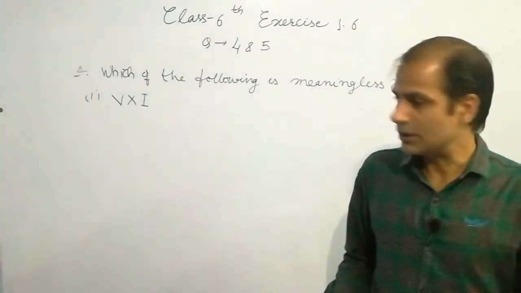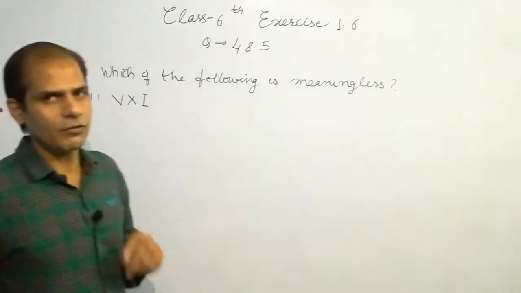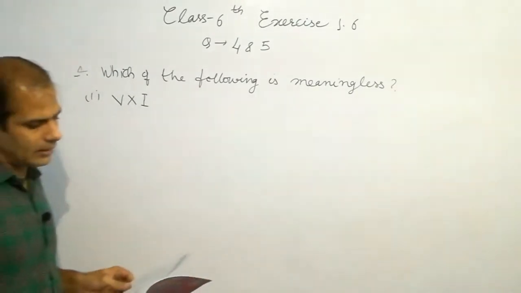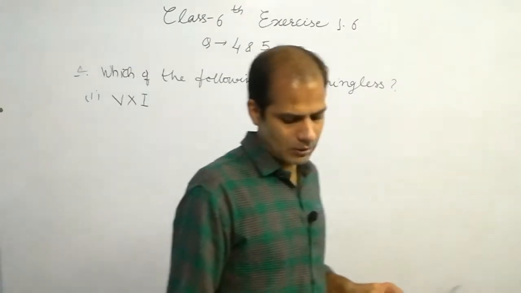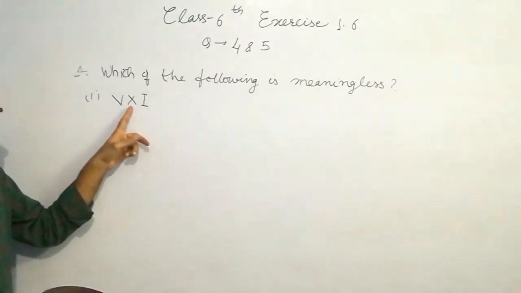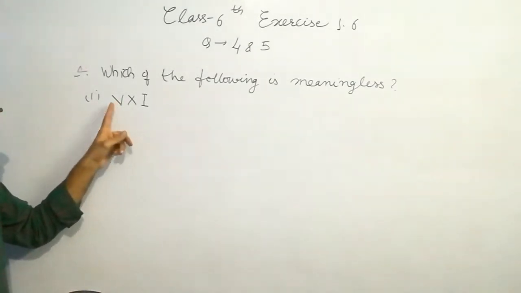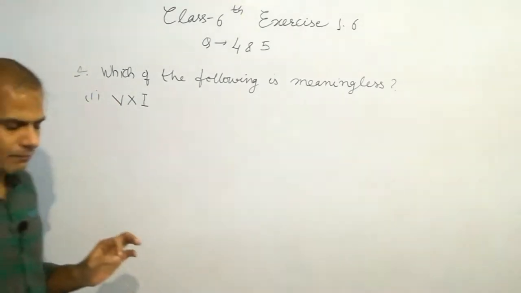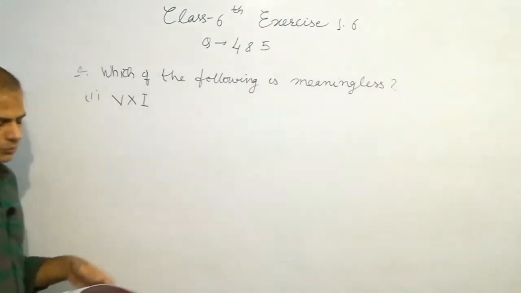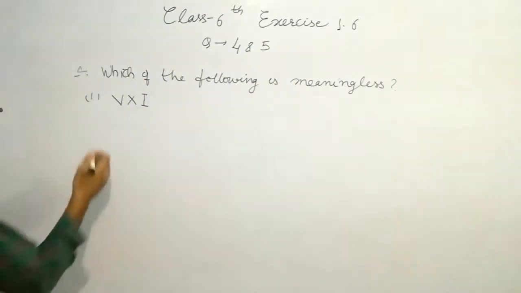Listen. First is VXI. According to the rules of Roman numerals, V can never be subtracted from any other. It is given on page number 6. V, L and D are never written to the left of a numeral of a greater value. So first is VXI. As you know, X has greater value than V because it is 10, and V is 5. So it cannot be written to the left of a greater value. So it is meaningless.